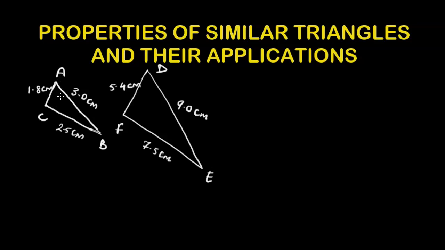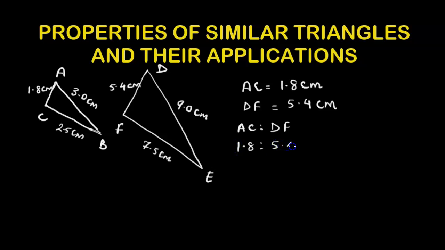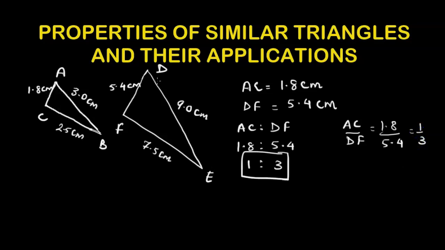Then we compare side length AC with DF. AC length is 1.8 centimeters. DF length is 5.4 centimeters. When we find the ratio of AC to DF, it is 1.8 to 5.4, and when we reduce it down to lowest terms, we get a 1:3 ratio, because when we divide AC by DF, 1.8 divided by 5.4 is equal to 1/3. Therefore, the ratio of the length of the smaller triangle to the bigger triangle is 1:3 for one of the side lengths.